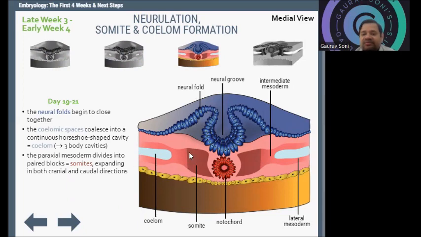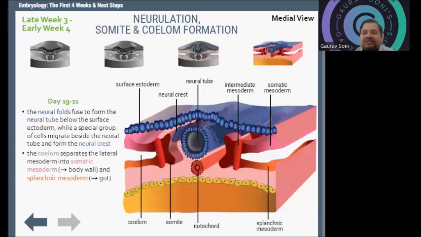Rest is the same, but the names will be changed. Like the paraxial will now give rise to the somites. The coelomic spaces coalesce, means combine together, to form a horseshoe-like cavity known as the coelom. There are three body cavities which are going to develop. The paraxial mesoderm now divides into paired blocks called somites, expanding in both cranial and caudal directions. They will give some specific development in the head and neck region specifically. Then there is lateral mesoderm, intermediate mesoderm, neural groove. All things are present likewise.